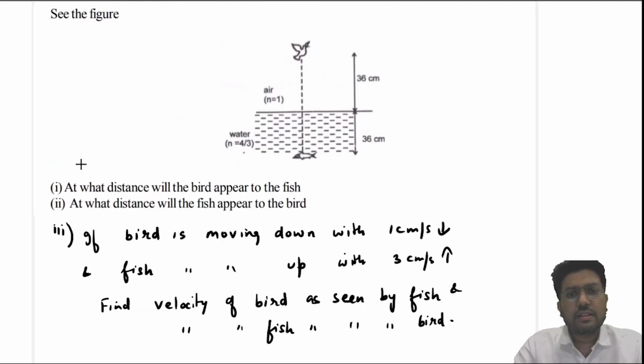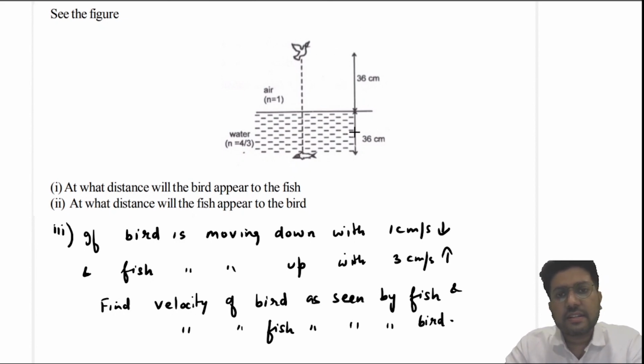Now let us do one question. In this question you have a bird and a fish. The distance given is 36 centimeter and 36 centimeter from the interface. This is the air-water interface. The refractive index of air is n equal to 1 and the refractive index of water is n equal to 4 by 3. Then the question asked is, at what distance will the bird appear to the fish and at what distance will the fish appear to the bird?